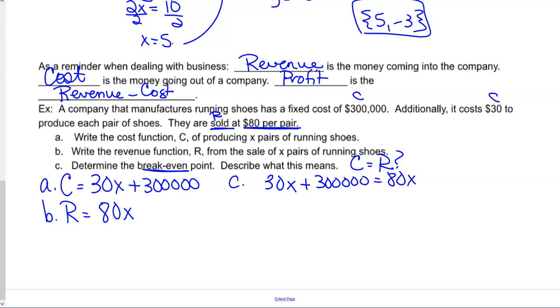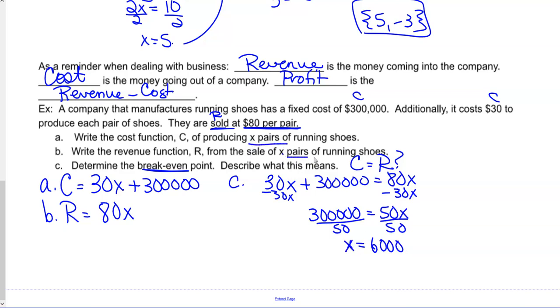And so I have larger numbers, but that's okay. Solve it by subtracting 30x from both sides. And I get 300,000 is equal to 50x. And when I divide by the 50 from both sides, then what I get, x is equal to 6,000. Now, x was the number of shoes, right? If we come back up here, x pairs of shoes. So x is the number of shoes, and what basically it is we need to sell 6,000 pairs of shoes to break even.